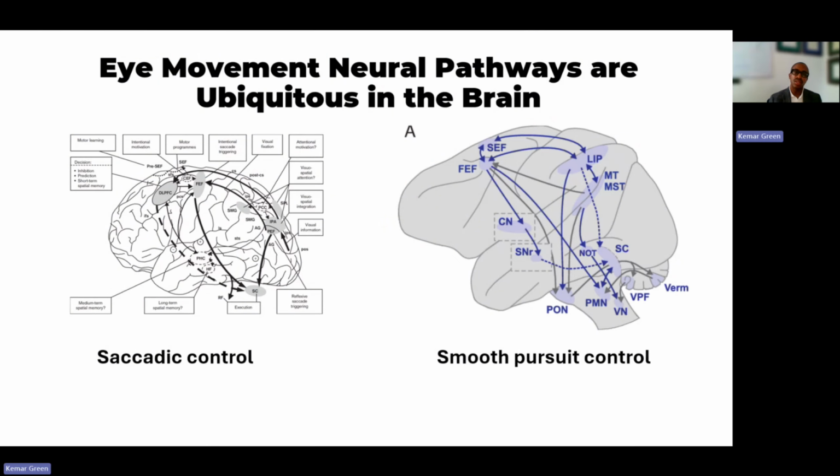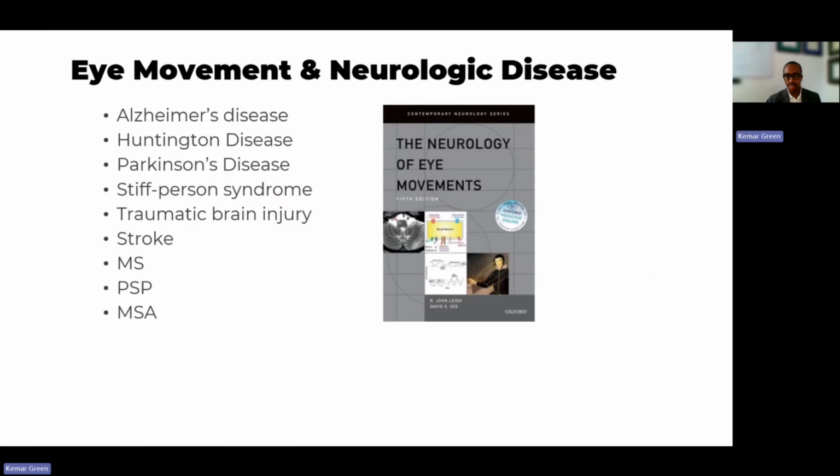So keep that in mind as we delve into the reasons why I chose to study this specific area by using eye movements as a biomarker for brain disease. This has been published a lot. If you are interested in looking at eye movements in neurologic diseases, you could read John Lee and David Z's book, which goes over most brain diseases and some diseases outside the brain that affect the nervous system that have specific eye movement signatures that could be leveraged with or without AI. But in this case, we're using AI to make diagnosis more precise and perhaps even more personalized.